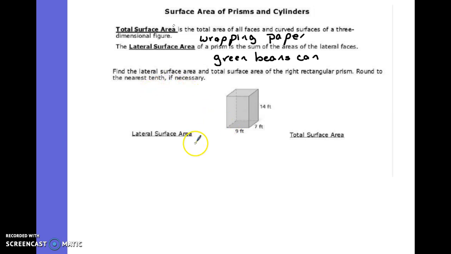So we're asked in this first example to find the lateral surface area and the total surface area of the right rectangular prism and round to the nearest tenth. To get the lateral surface area, the formula given to you is LS equals capital P H. LS stands for lateral surface area, P is our perimeter, and the H stands for the height.